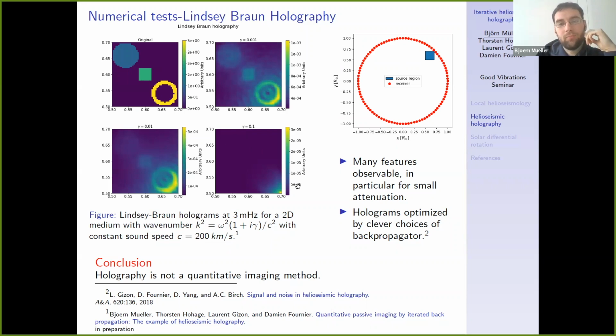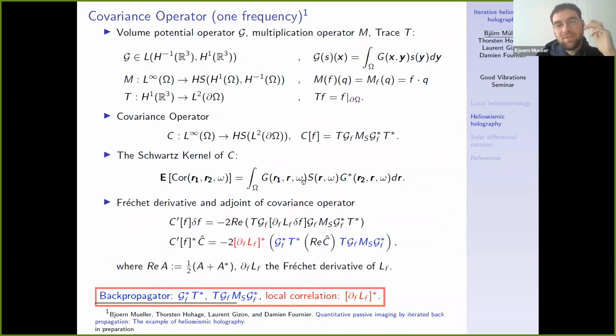So we have to do some work in order to use this helioseismic holography backpropagating trick, because we don't want to compute the total input data set, and we have to turn this into a quantitative imaging method. And now it becomes a little bit more mathematical, but in order to do this, we have to define a covariance operator.